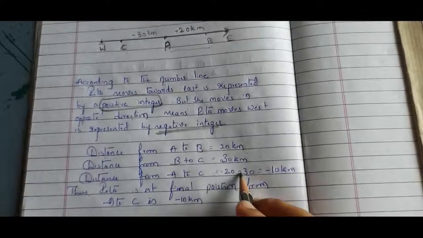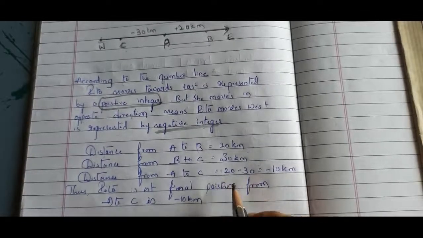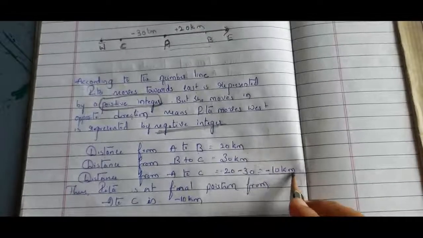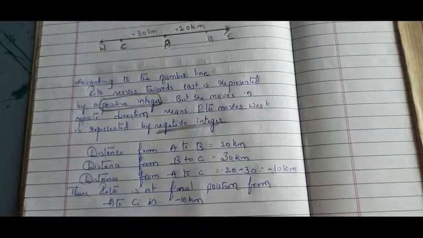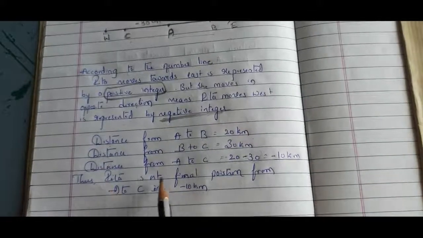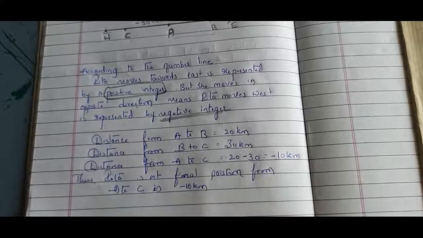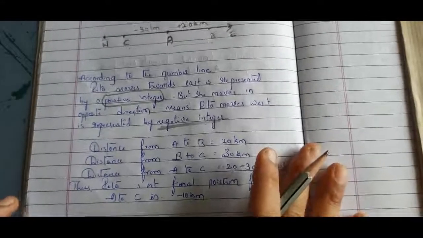Plus and minus gives minus. 30 minus 20 is 10. Which number is greater? 30. Which sign does it have? Minus. Minus 10 kilometers is the final answer. Thus, Rita's final position from A to C is minus 10 kilometers. This is about the sixth solution.